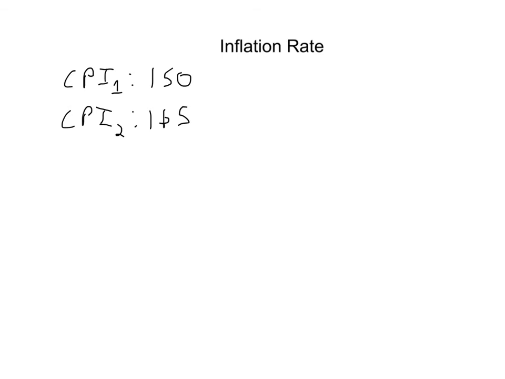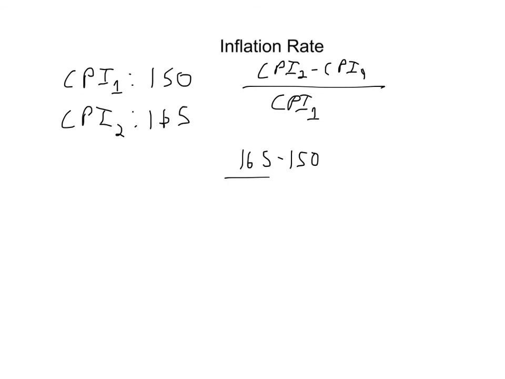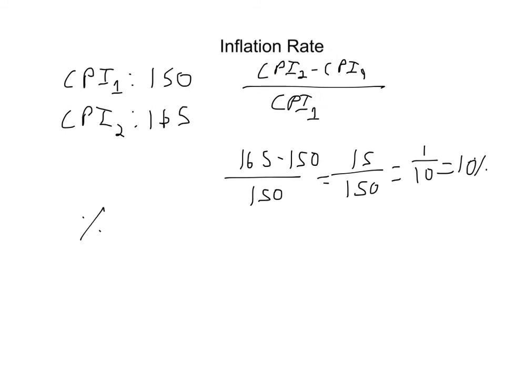Just trust me, that's a 6. Okay, so the way you do this, if you needed a formula for it, you would do CPI year 2 minus CPI year 1, all over CPI year 1. Okay, so this is going to be 165 minus 150 divided by 150, 15 over 150. Hey, that's easy. That's 1 over 10. Got to make it a percentage. That's 10%.